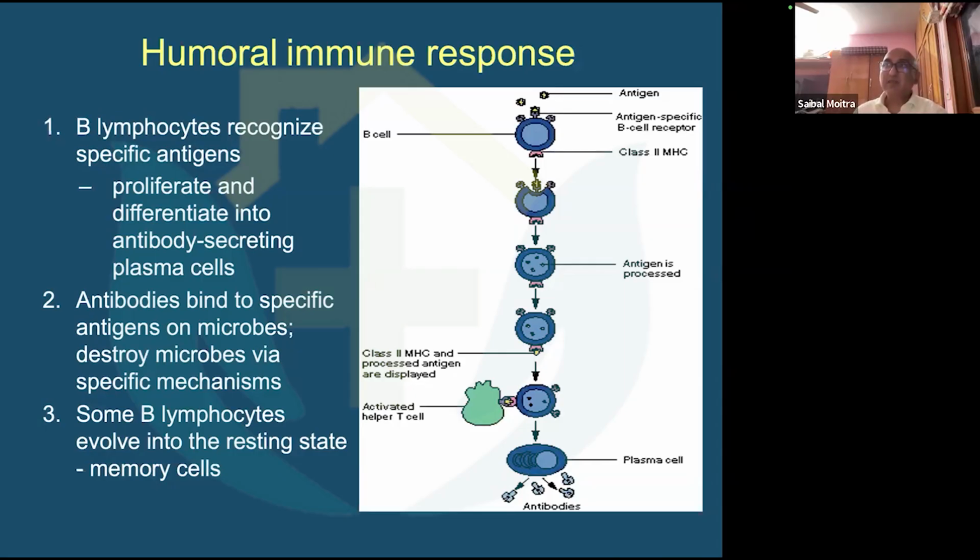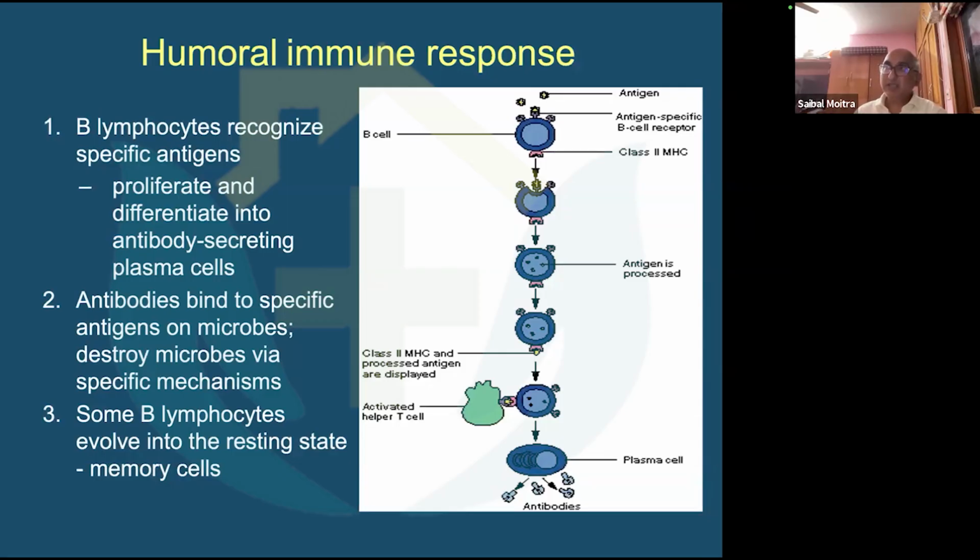Because if it is a mucosal antigen entering the gut and all, it needs IgA. It will produce the IgA. If it is say a parasite, it needs the IgE. It will produce the IgE. And if it is any other organism, it needs IgG, because IgG is the most effective antibody.